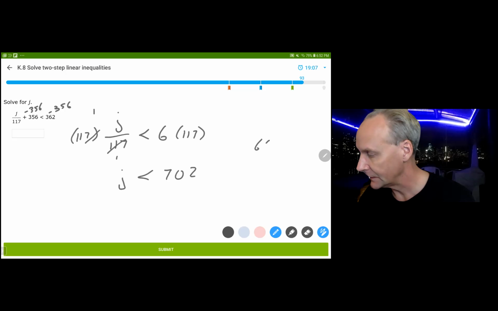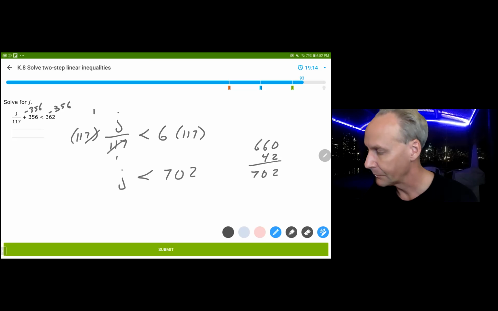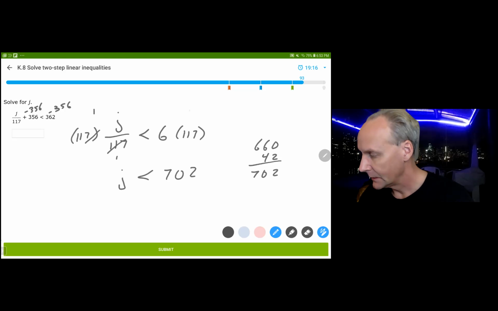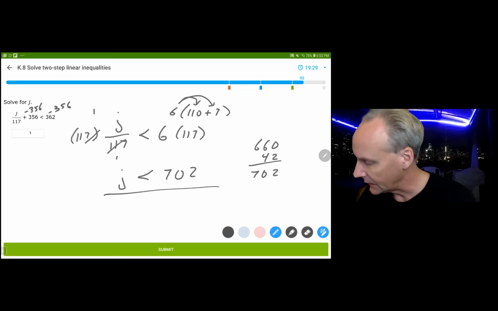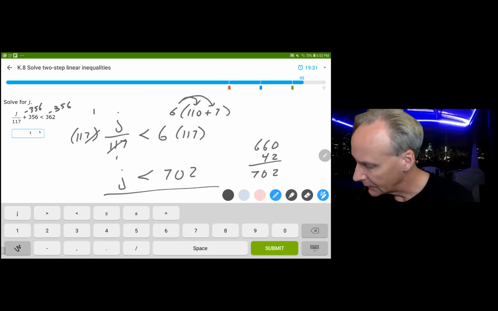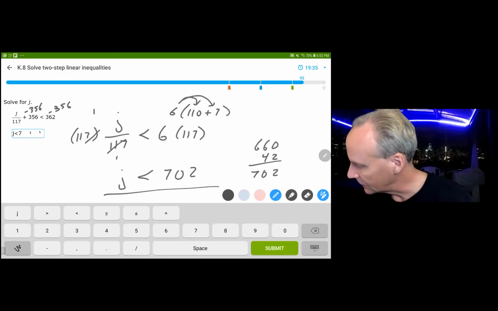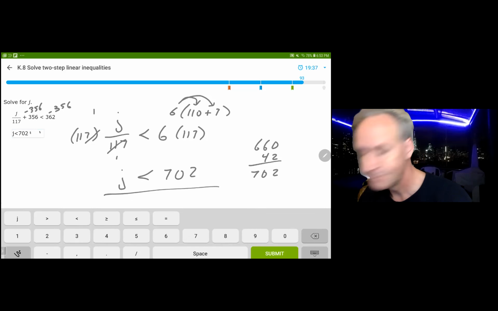That's 660 plus 42. That's what I did in my head, just so that you can kind of see what I'm doing. I multiplied, and basically how I did it was I said 6, and I did this in my head. I added the 660 plus the 42. Anyway, that is 702. And J is less than 702.